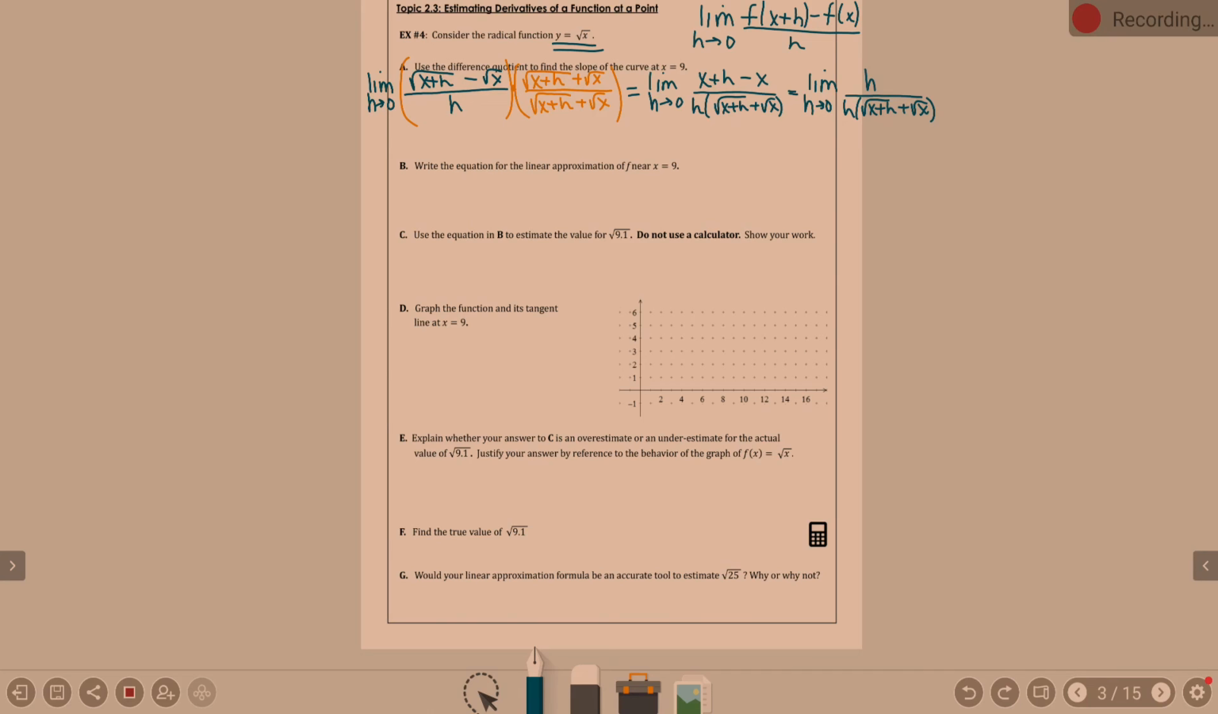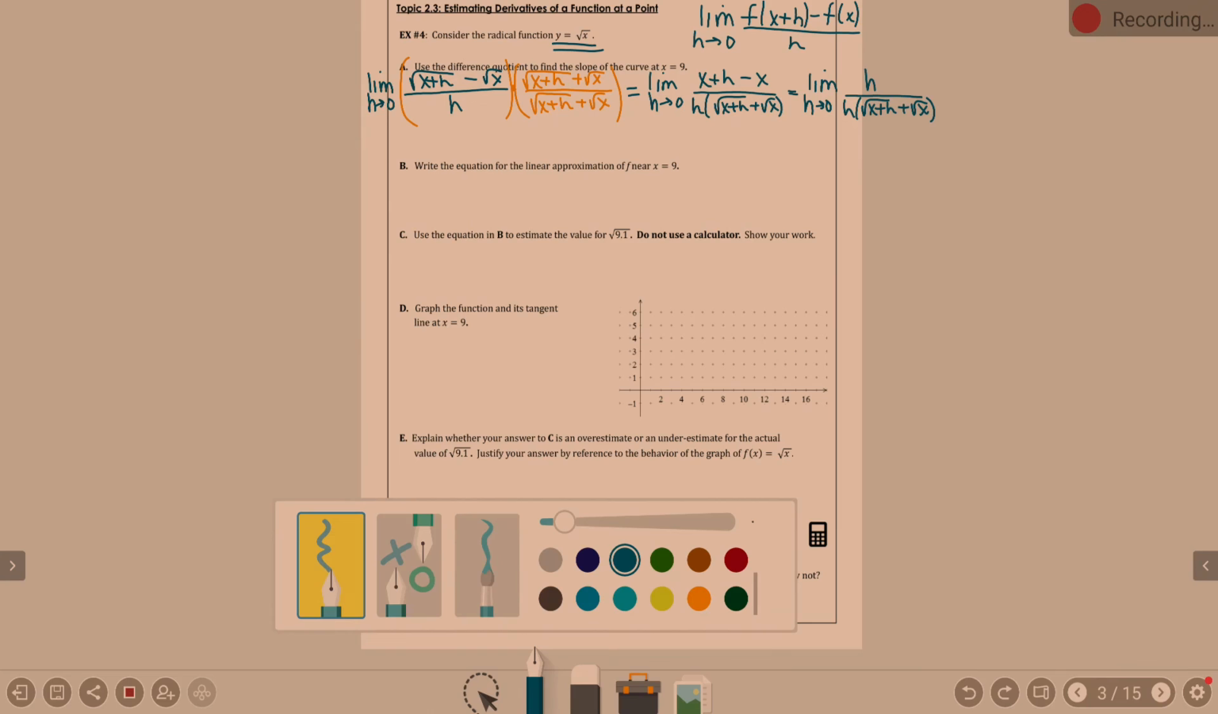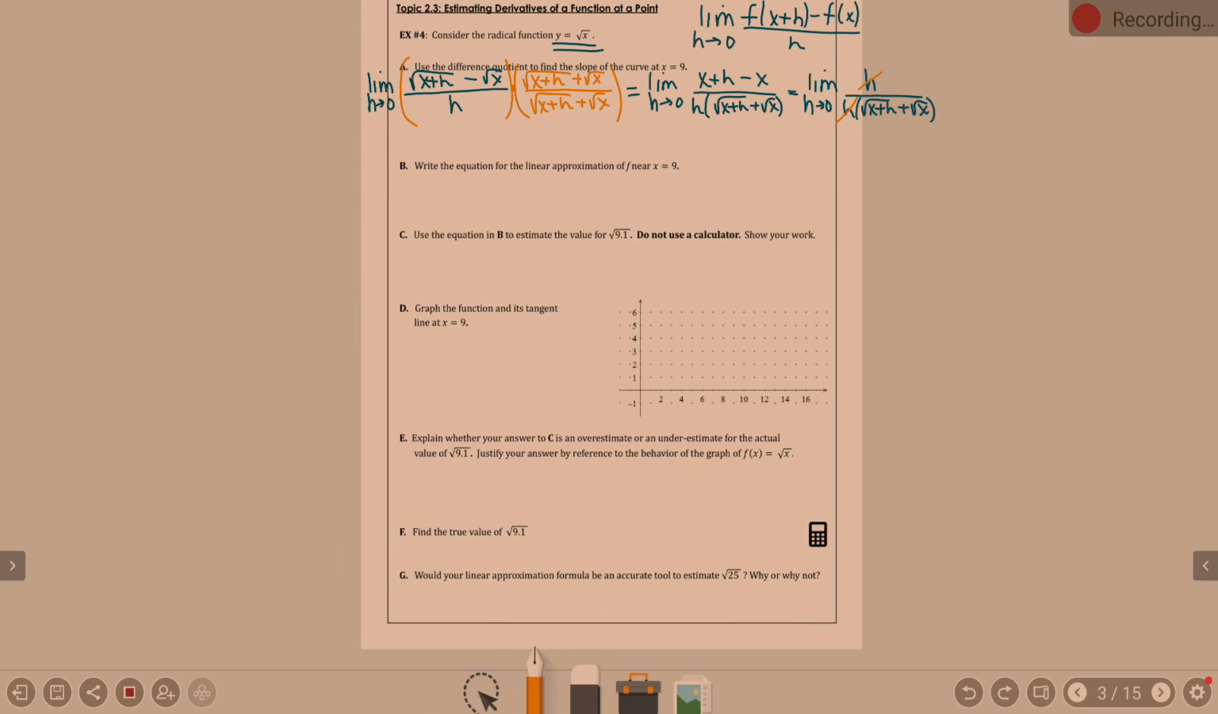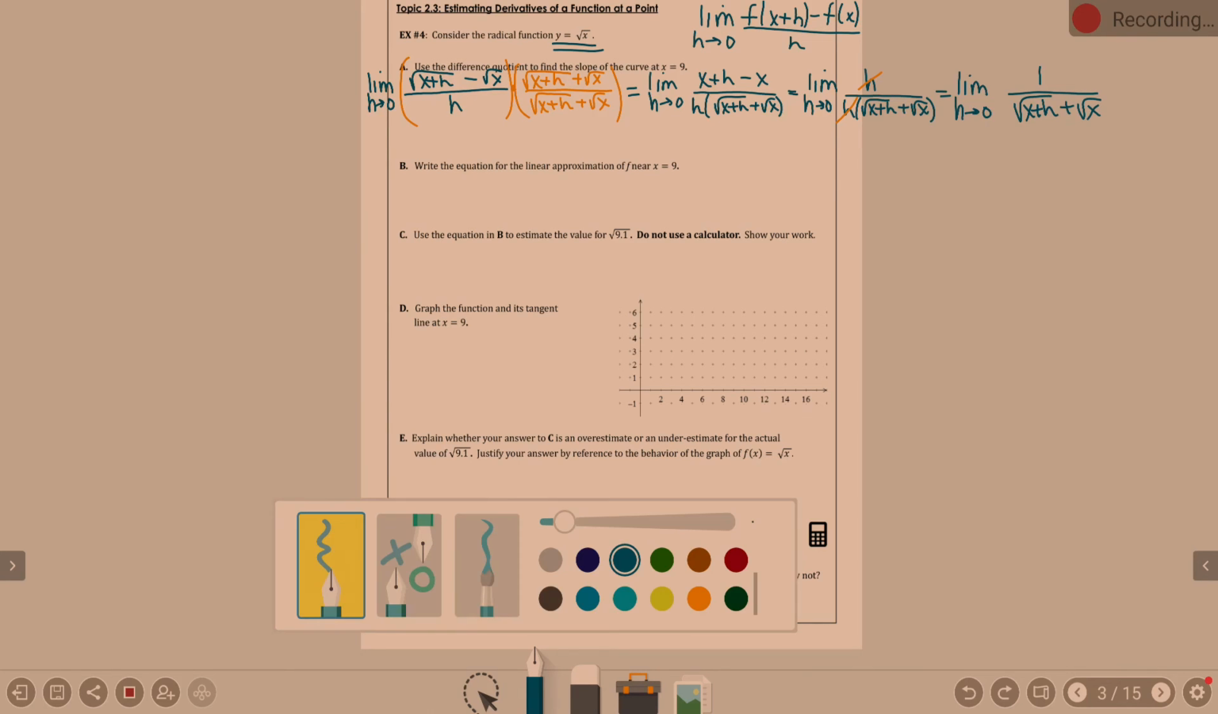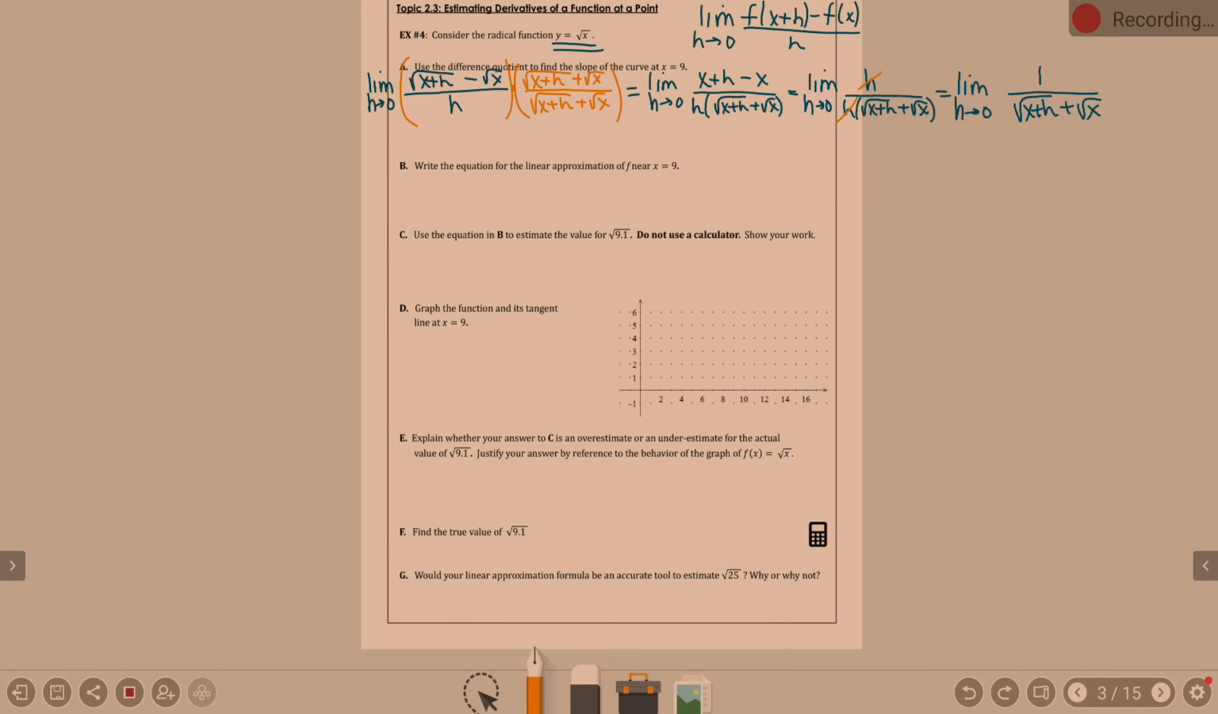What can happen here? H on top and h on bottom can cancel. So the limit as h approaches 0 of 1 over the square root of x plus h plus square root of x. You may have omitted some steps. I know you guys can fit it in a lot better there. See, mine fits perfectly fine on paper, just not on the screen.